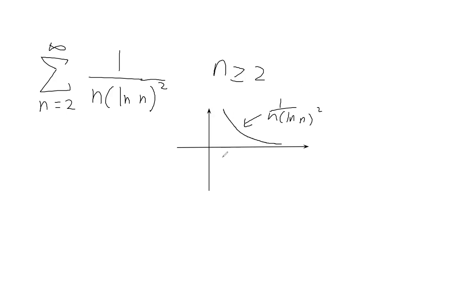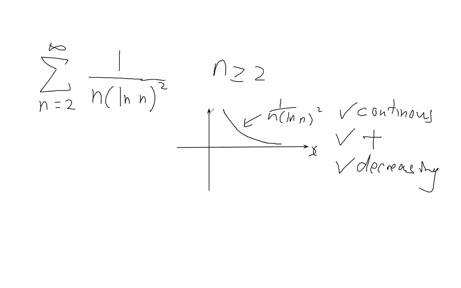And as we can see from this graph, it is continuous. It is positive because it is above the x-axis, not below. And this is decreasing, right? The y number is getting smaller. All right, this is one method, using the graph.